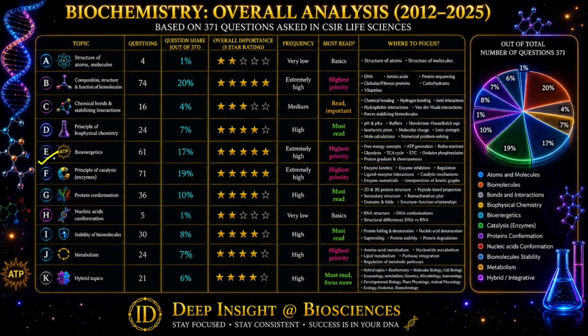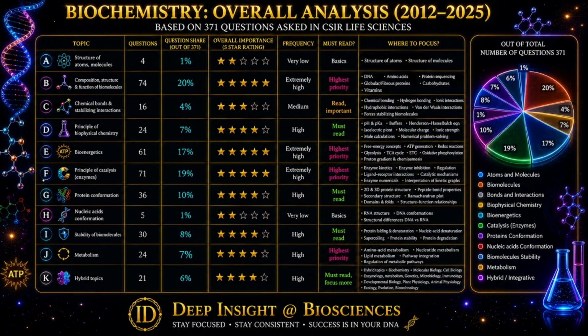Topic E is bioenergetics. It contributed 61 questions, representing 17% of the total. It has a 5-star rating and extremely high frequency, so it is one of the highest priority topics. Focus on free energy concepts, ATP generation, redox reactions, glycolysis, the TCA cycle, the electron transport chain, oxidative phosphorylation, proton gradient, and chemiosmosis. Do not simply memorize pathways; understand energy changes, regulations, electron flow, ATP yield, and the connection between different metabolic processes.